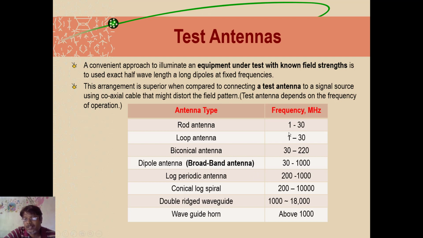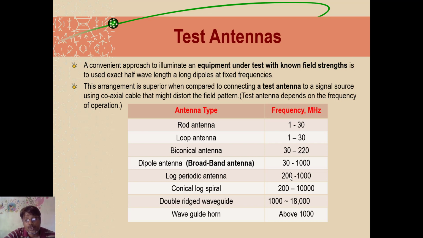For 1 to 30 megahertz, rod antennas or loop antennas can be used. For some higher frequencies, biconical antennas can be used. If you go up to 1000 megahertz, that is 1 gigahertz, it's a broadband antenna. For 30 megahertz to 1 gigahertz broadband, dipole antennas are used. Even further, much different antennas are used for this purpose.